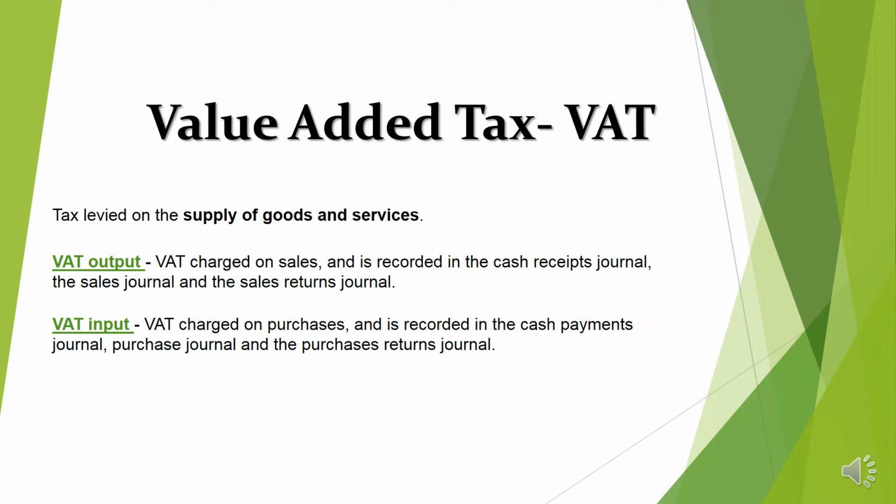Value-added tax is a tax that is levied on the supply of goods and services. VAT output is charged on sales or services rendered. If it is a cash transaction, then the VAT is recorded in the cash receipts journal. For credit transactions, the VAT will be recorded in the sales journal or the sales returns journal.